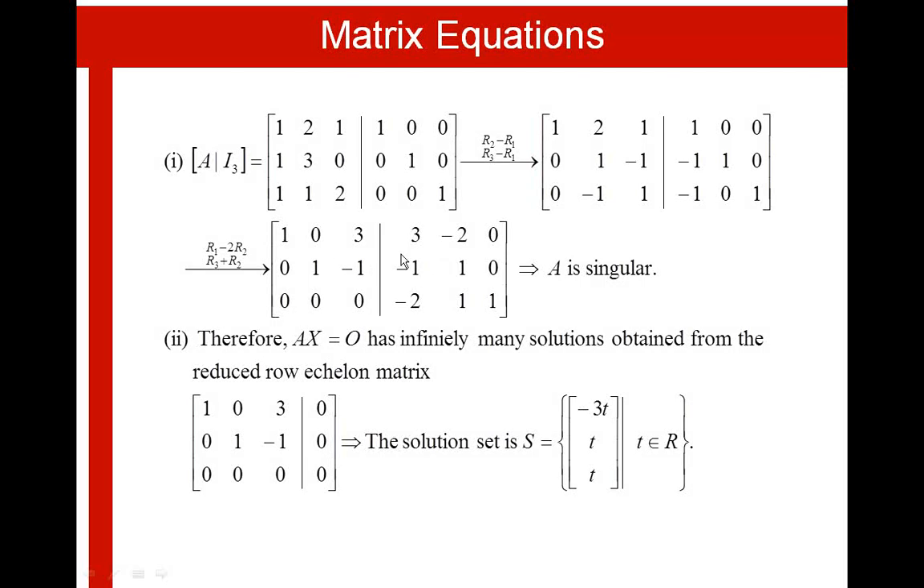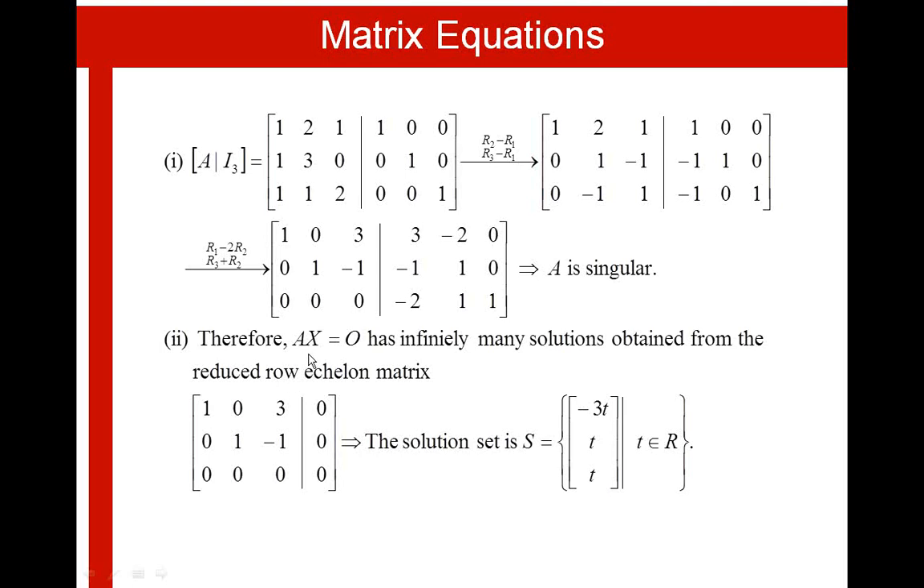As you can see here, this matrix on the left side has a row of zeros, and as we have seen before, when we obtain a row of zeros, it means that the matrix is not invertible. The matrix is not invertible, therefore A is singular. Now, since A is singular, we can move to address part 2 of the problem.